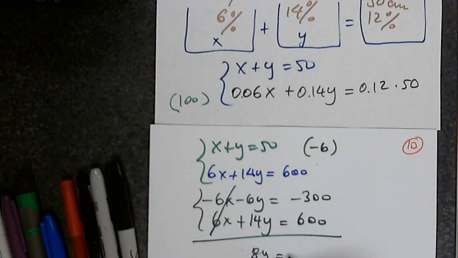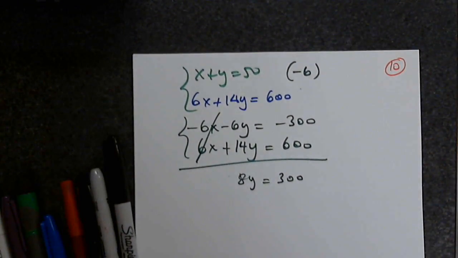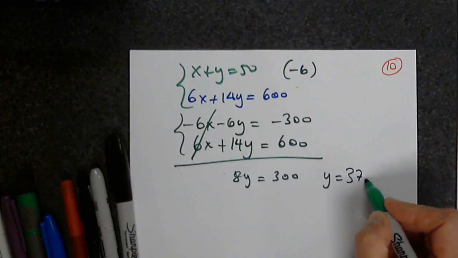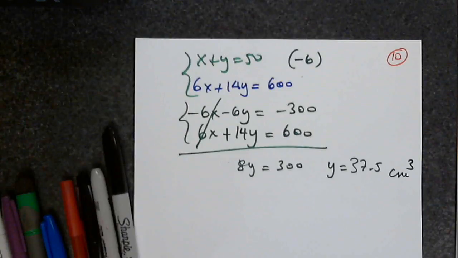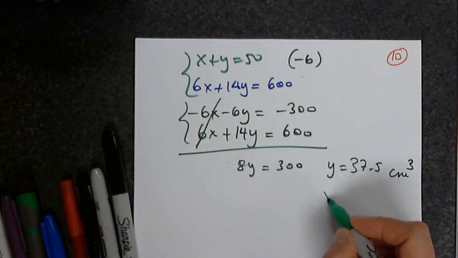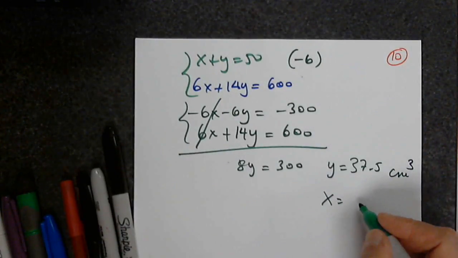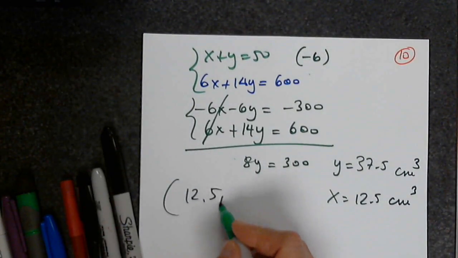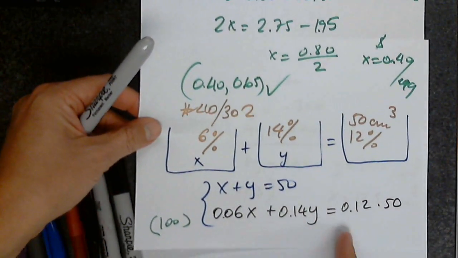So this is 8y equals 300. So therefore y is, if I divide, okay, cubic centimeters. We'll see in a moment if that's true. And x will be 50 minus 37.5. So is it 12? So the solution appears to be this. Do not trust the solution. Okay? Have to go back and check. Did you check?